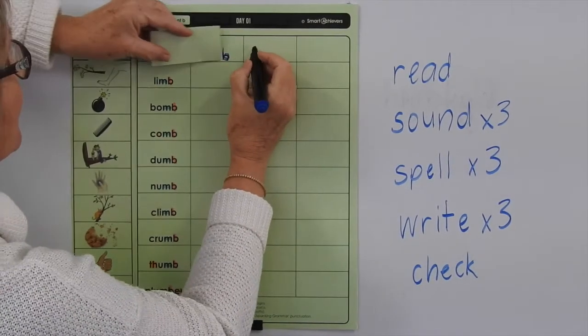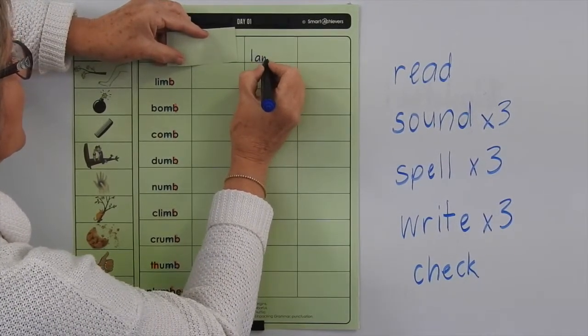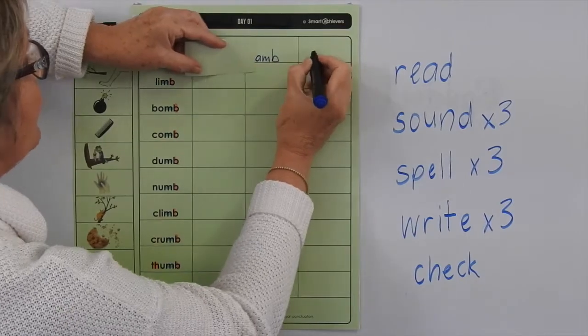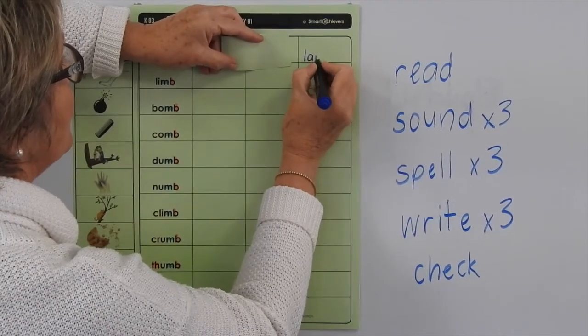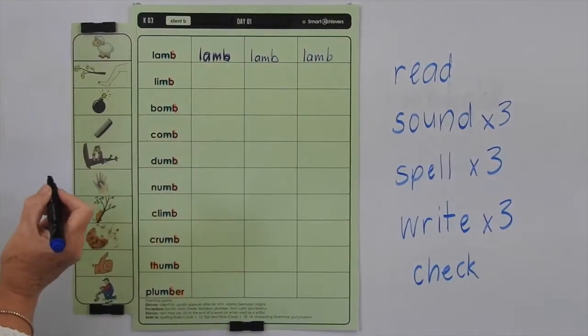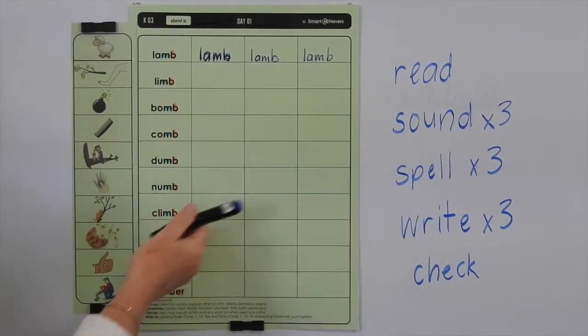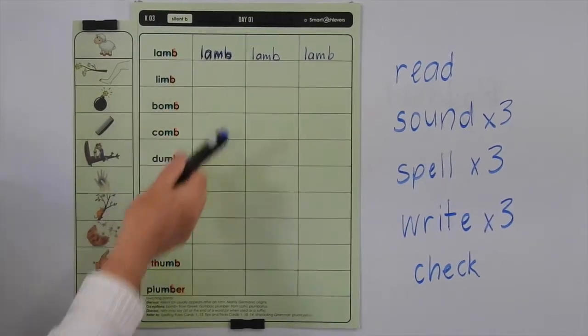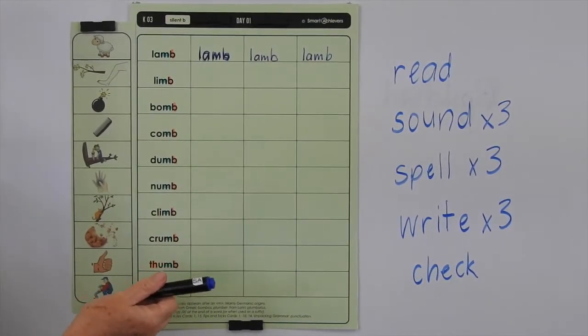Now it's really, really important while you're doing this level K especially that you read the words, you sound it. You're going to leave out the silent letter when you sound it, but it's important to spell the words too because then that's going to remind you to put in that silent B.